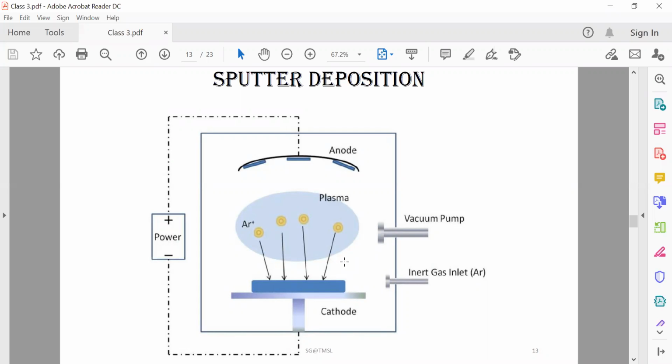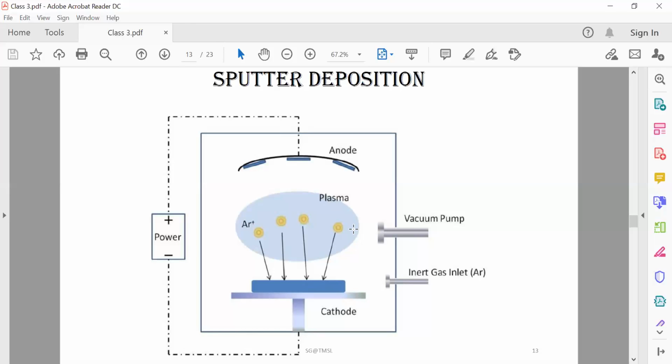Now if the target is kept negative, when the ions bombard the target, the target material will come out, and since you are keeping the wafers at the bottom, those materials will fall down and deposit on the wafer. Okay, so that is the basic mechanism of the simple sputter system.